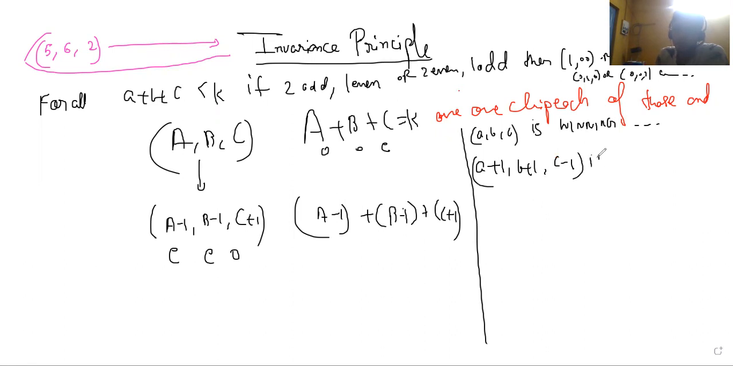Is also winning. Yeah, so in this case, winning position is invariant. Right? It doesn't change in that sense. It's also winning.